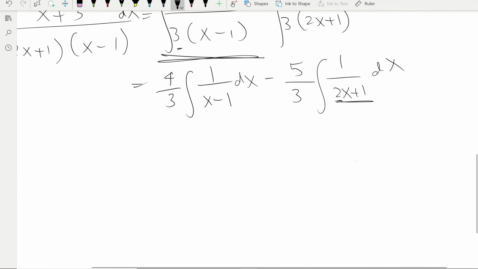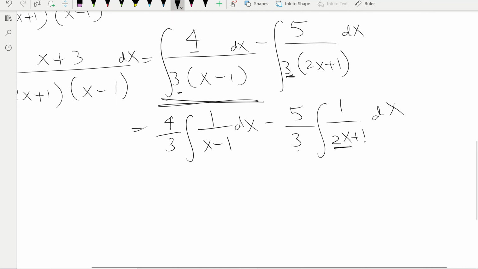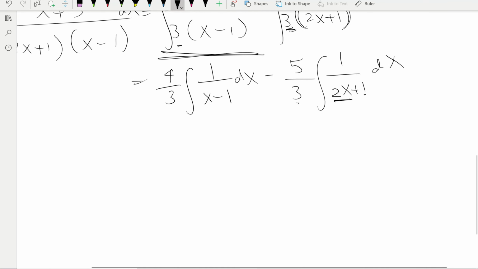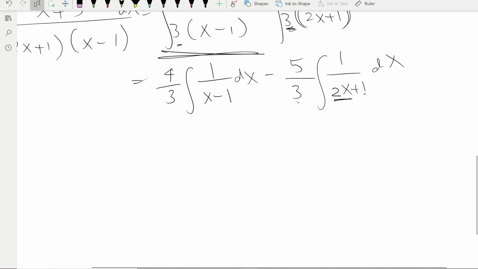I'll show you the other option too. But this 2 is only bonded with x. This 2 here does not belong to the 1. So you cannot just simply take that 2 outside the integral. You have to do it carefully if you are going to do that. But this 3 is bonded with the whole expression, so I can take that 3 outside the integral. So that's the difference between the roles of 2 and 3 there.